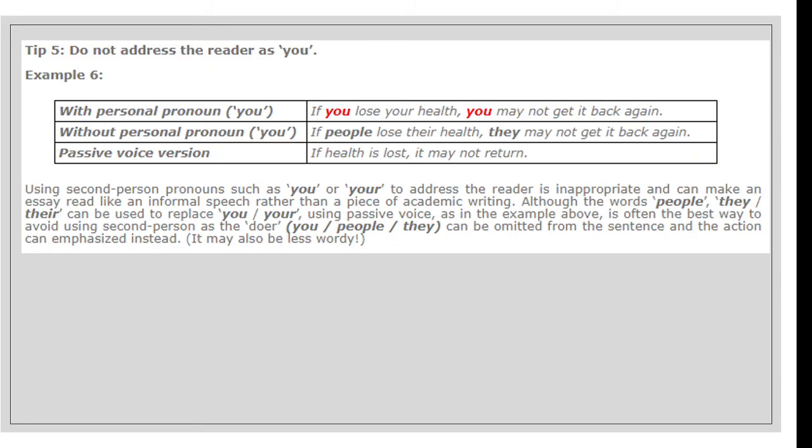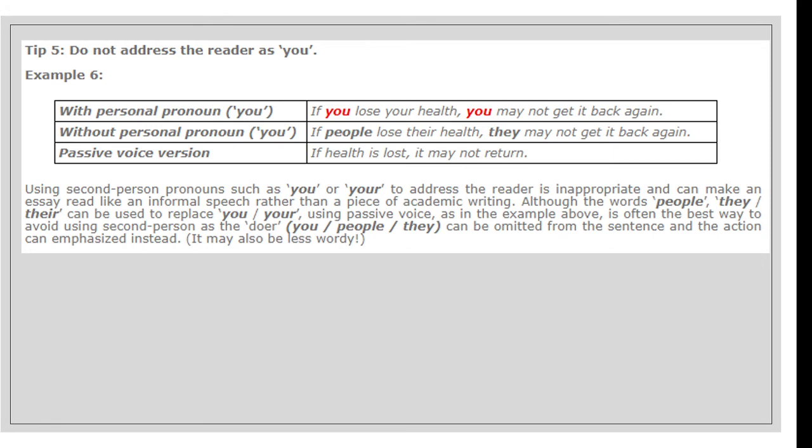Tip number 5: do not address the reader as you. It is already implied that you're referring to the reader or communicating with the reader. So there is no need to use that if you want to sound academic in your writing, and thus more objective. For example, if you keep on using a sentence with the personal pronoun you, you would have a sentence such as this: if you lose your health, you may not get it back again.